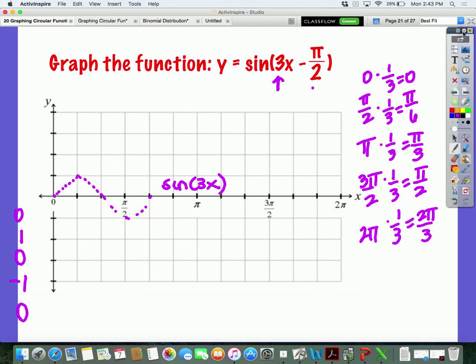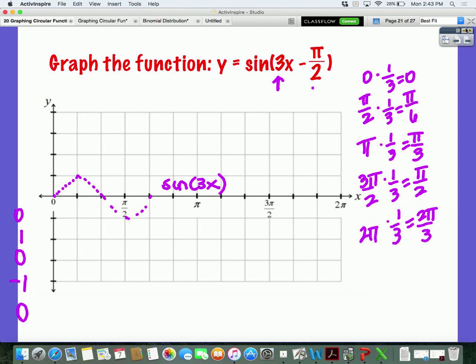Now we just have to move it. Our phase shift, pi over 6 to the right. So every x is moved over pi over 6. So all you do is you just add pi over 6 to every single one of those new x values. That's how you incorporate your phase shift when you break it up into pieces.